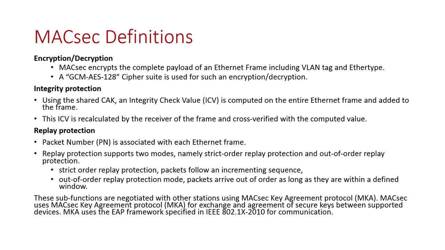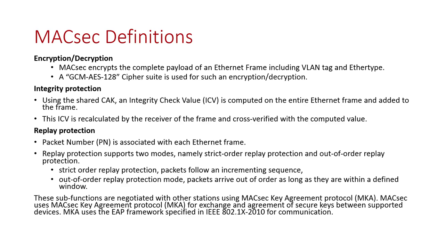The second thing it does is integrity protection. So using a shared CAK, which is a connectivity association key, it uses an integrity check value. It's computed on the entire Ethernet frame and added to the frame. So just like an FCS on a regular Ethernet frame, it builds this integrity check value and adds it to the end of the frame. And then the receiver at the other end also calculates the ICV and cross-verifies it with the computed value to make sure that that packet is the same when it left the sender as when it hits the receiver.